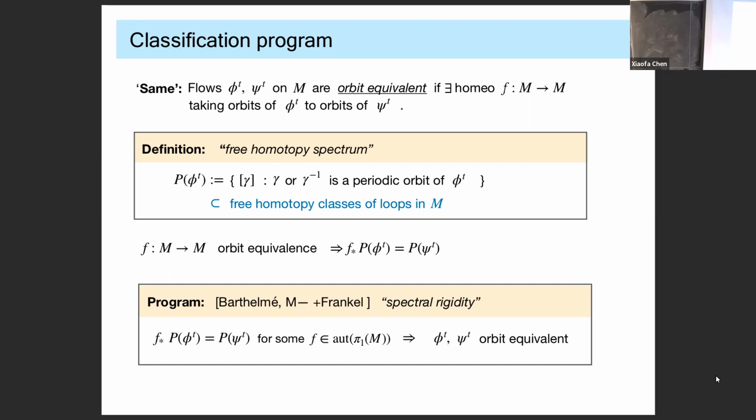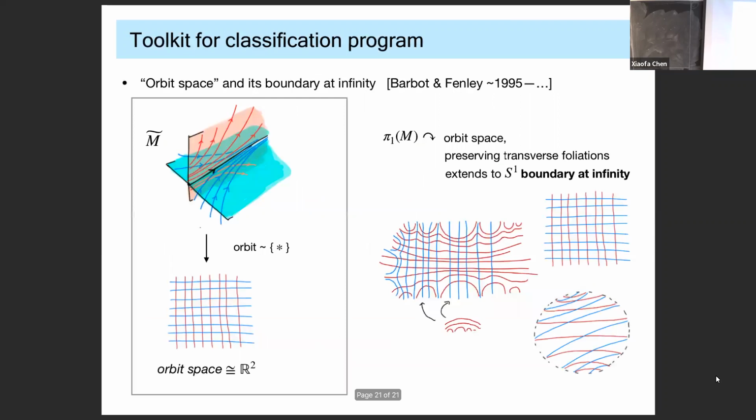All right. So to conclude, we have a classification theorem for flows on 3 manifolds. And the whole toolkit is to look at a boundary at infinity. I realize I have 1 minute left, so I'll just cartoon this for you. If I take my flow, I can lift it to the universal cover. I can quotient orbits to points. I get some kind of space. Turns out it's homeomorphic to a plane.